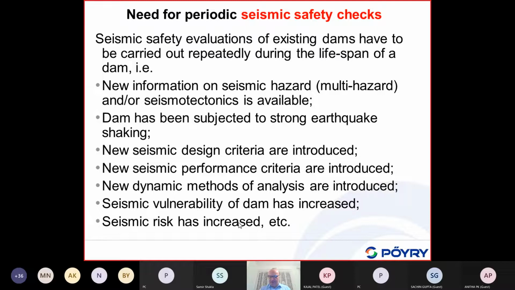And why this has to be done, I must say, continuously. I would say the seismic safety check has to be done maybe every 30, 40 years. But these changes which I'm mentioning here have to be reviewed, for example, during the detailed dam safety inspections, which I've mentioned before, which in Switzerland are done every 5 years.